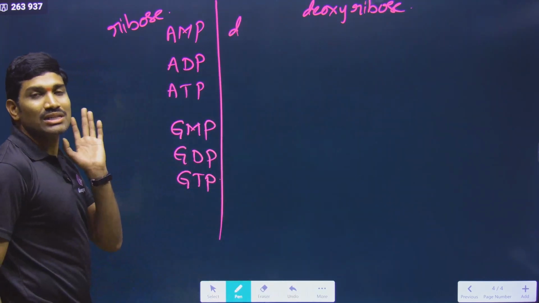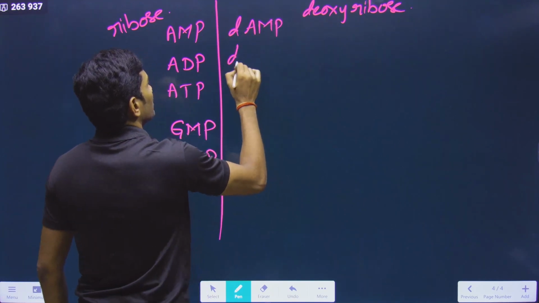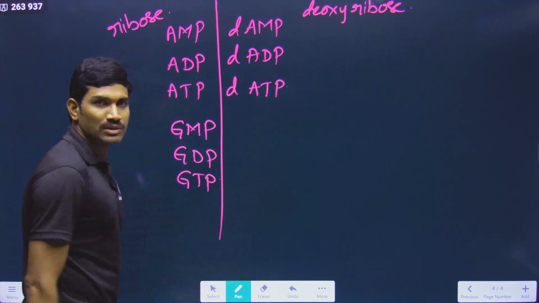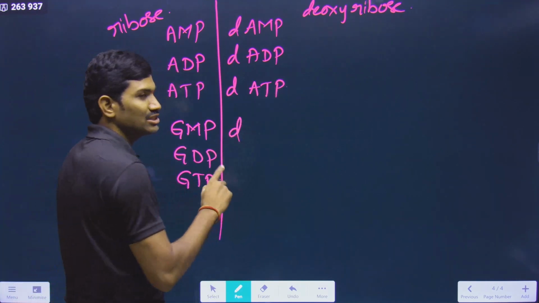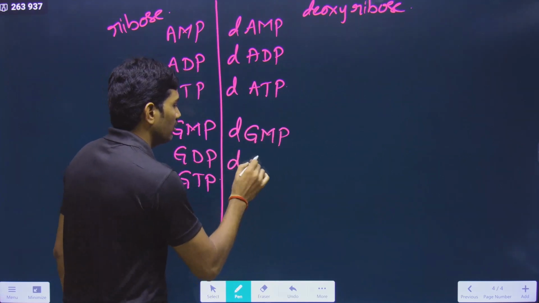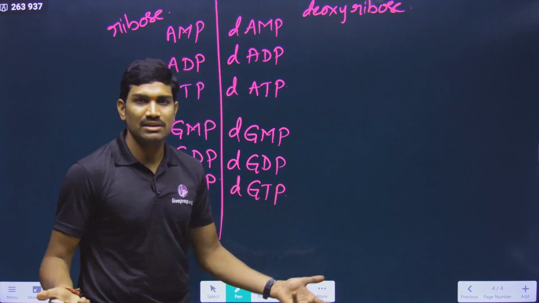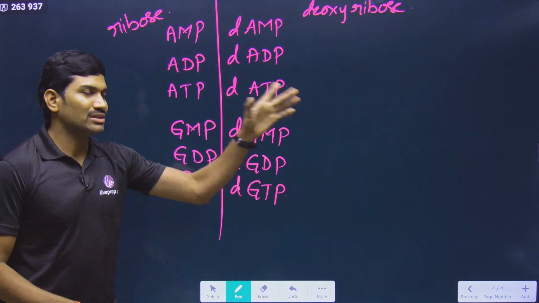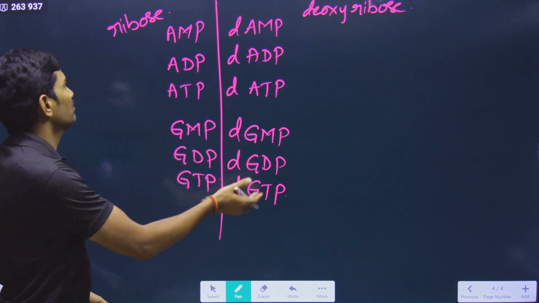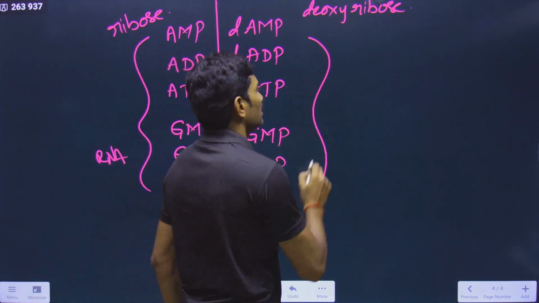So with respect to deoxyribose, how will the name change? Simply add a small d. What is this small d? Deoxy. Deoxyadenosine monophosphate, deoxyadenosine diphosphate, deoxyadenosine triphosphate. Same way here also. If guanine is there instead of adenine, deoxyguanosine monophosphate, deoxyguanosine diphosphate, deoxyguanosine triphosphate. That's it. If you properly know one structure, you can easily read all others. So these are related to RNA because ribose sugar is there, and all these are related to DNA.